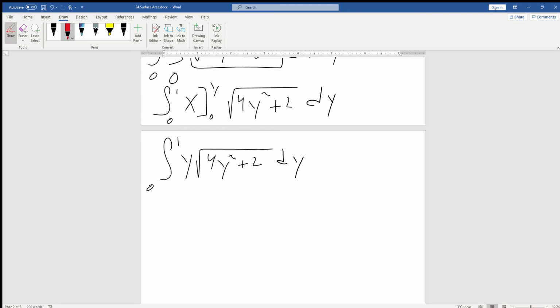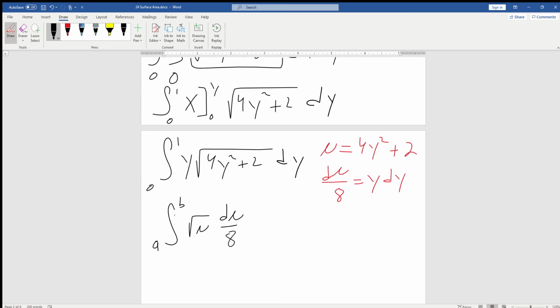And the good news is now this is just a trig sub. All right, I'm sorry, a u substitution. In the other one, it would have been a trig substitution. So u equals 4y squared plus 2, du over 8 is going to be y dy. Verify that for yourself. So now we're going to rewrite the integral just in terms of u. So now this is going to be a to b square root of u du over 8.